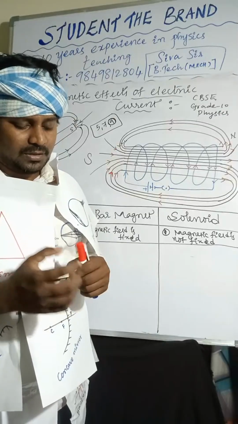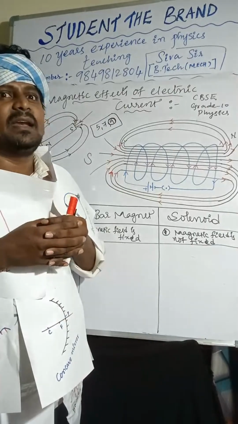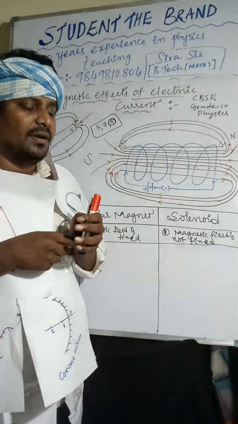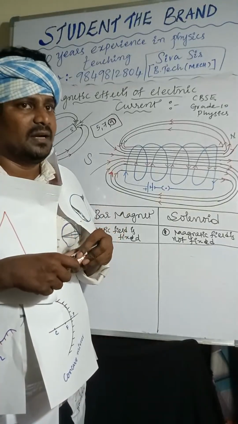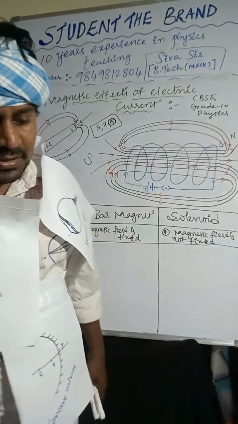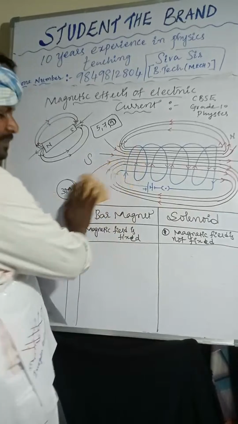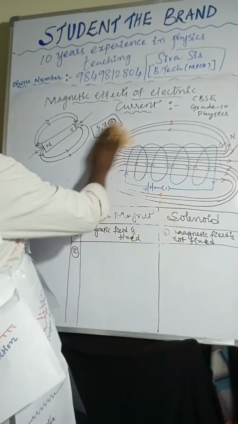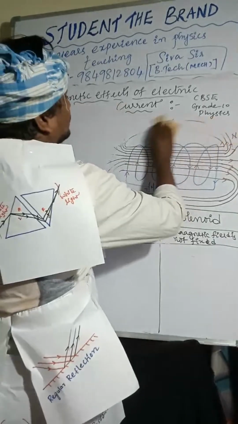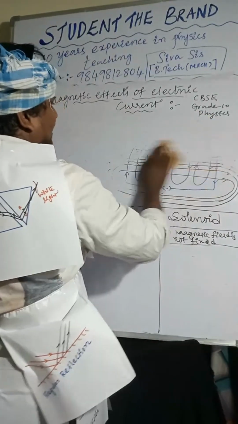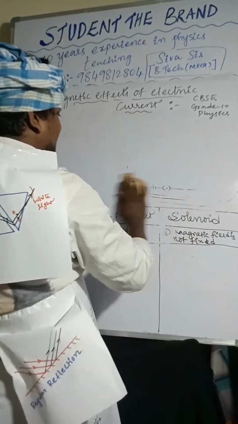Next we are going to one more condition, that is a current carrying conductor placed in the magnetic field, and using Fleming's left hand rule we can identify the force acting on the conductor. So this is the last concept. We'll discuss this concept and we'll wind up. A current carrying conductor placed in the magnetic field experiences a force.